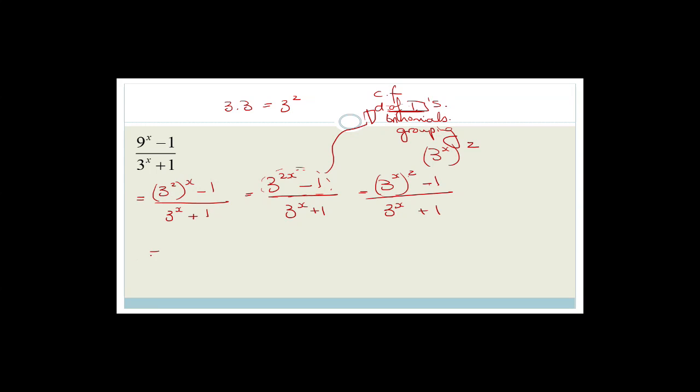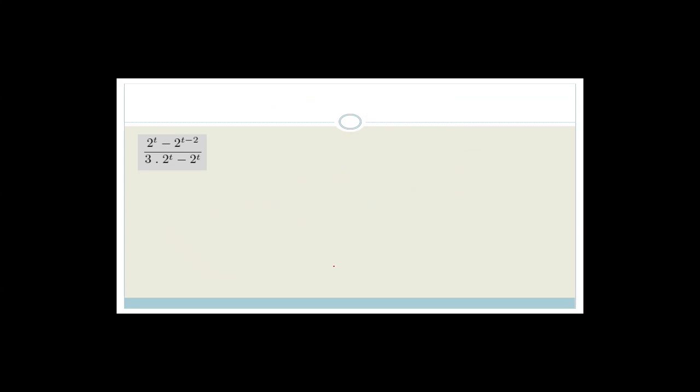So I can write that as 3 to the x minus 1, because the square root of something squared is just that number, times 3 to the x plus 1, all over 3 to the x plus 1. These then cancel, and my final answer is just 3 to the x minus 1. There we go. That's a nice question. I like that question.